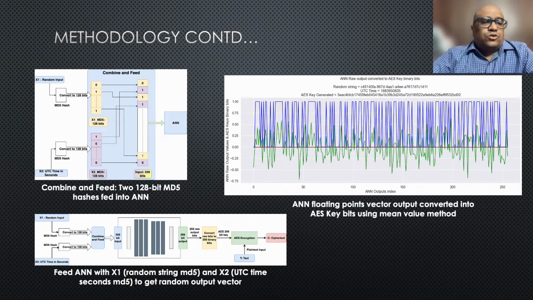And the third picture shows the methodology used overall. Two random inputs are combined and fed into the ANN to produce a random output, and they are converted into an AES key which will be used for data encryption.